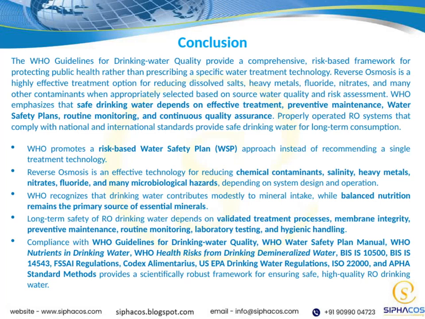To wrap up, the WHO guidelines focus on protecting public health through a risk-based framework, not by pushing one specific treatment. Reverse osmosis is a powerful tool for reducing a wide range of contaminants, from heavy metals to nitrates, when chosen carefully based on water quality and risk. But safe drinking water isn't just about treatment. It relies on ongoing maintenance, monitoring, and strong water safety plans. When managed properly and meeting international standards, RO systems deliver safe, high-quality water for the long haul.